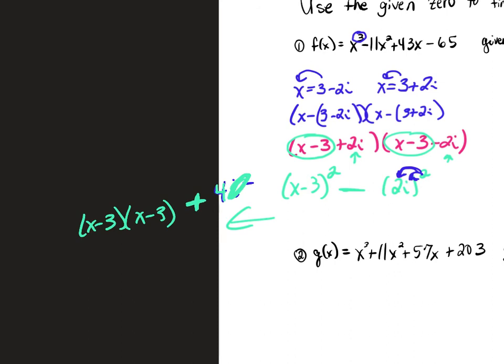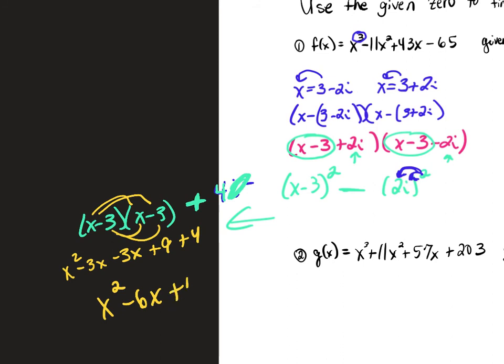So now FOIL this real quick. x times x is x squared. x times negative 3 is negative 3x. Negative 3x, positive 9, and then I have plus 4. So I have x squared minus 6x plus 13. Now what do I do with that?